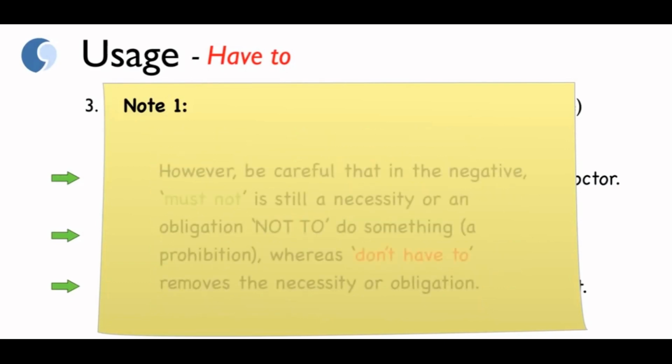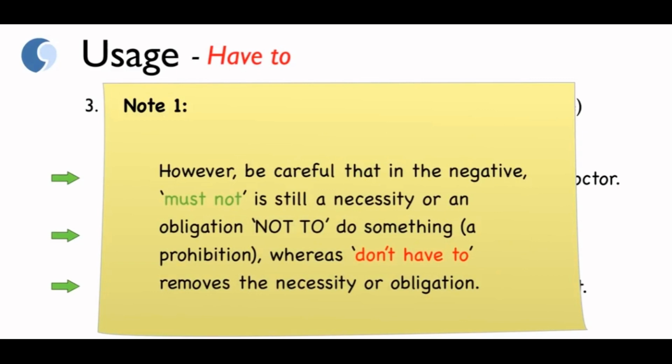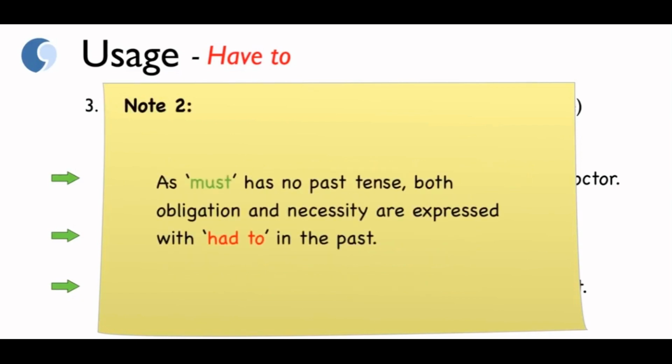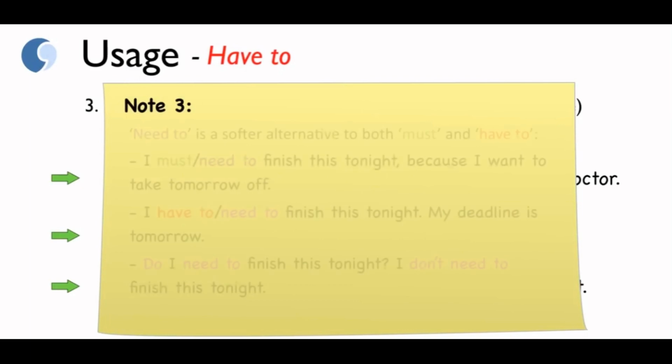So remember this. However, you need to be careful that in negative, must not is still a necessity or an obligation not to do something, a prohibition, whereas don't have to removes the necessity or obligation. So whenever there is a prohibition, use must not, not don't have to. And second point, as must has no past tense, both obligation and necessity are expressed with had to in the past tense. So remember this point also.